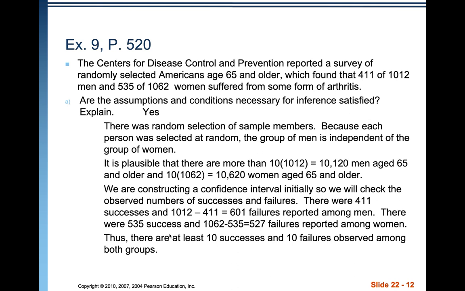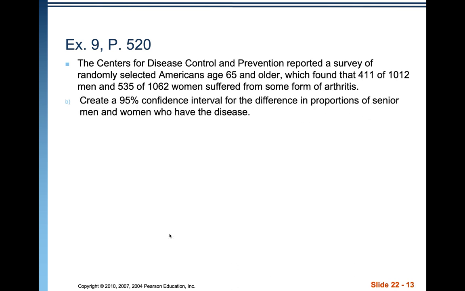We are constructing a confidence interval initially, so we'll check the observed number of successes and failures. There are 411 successes, and 1,012 minus 411 equals 601 failures reported among men. There were 535 successes, and 1,062 minus 535 equals 527 failures reported among women. Thus, there are at least 10 successes and 10 failures observed among both groups. We want to create a 95% confidence interval for the difference in proportions of senior men and women who have the disease.